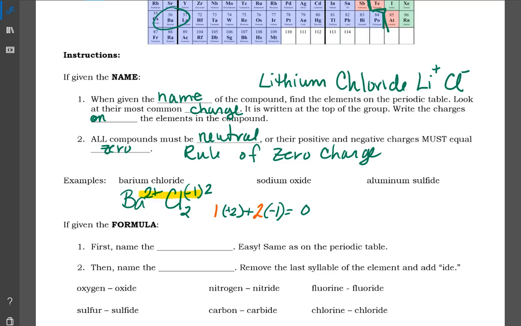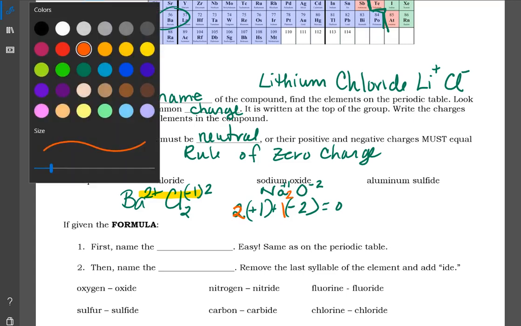Let's try sodium oxide now. Sodium oxide is a sodium and an oxygen. Sodium has a +1, oxygen has a -2. Now, if we follow our rule of zero charge, sodium with its +1, oxygen with its -2, if we add those together, obviously they do not add up to 0. But if we have 2, that was supposed to be in red, 2 times 1 gives us a +2. 1 times negative 2, that would add up to 0. So we're going to put a 2 right there.